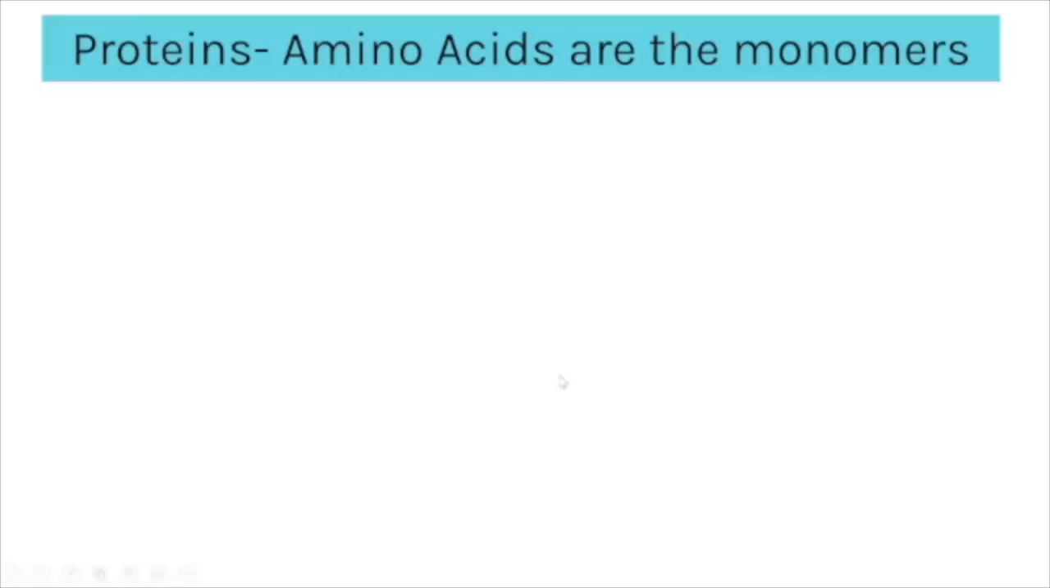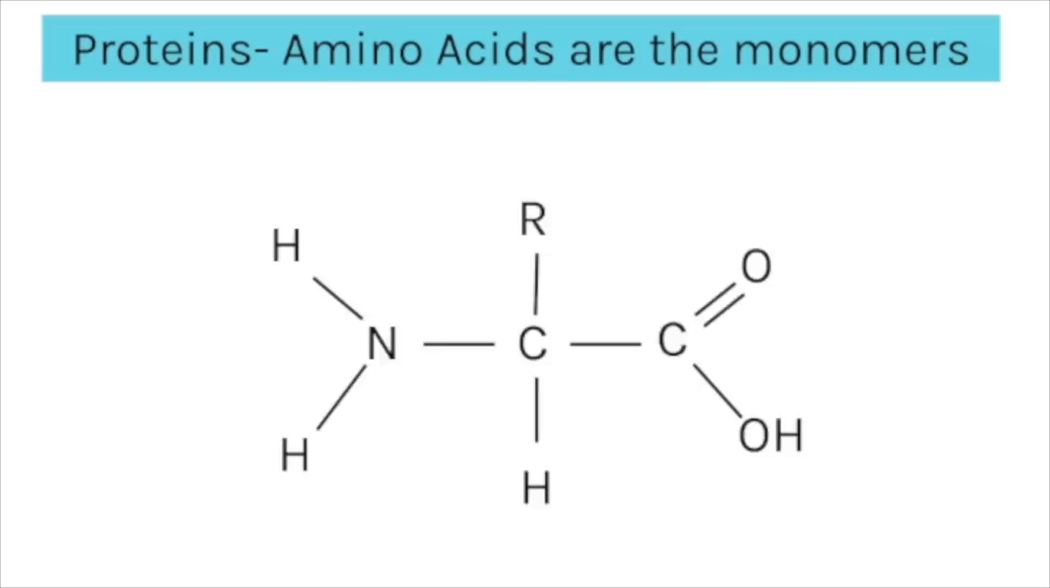Proteins then is our next biological molecule, and they are another example of polymers, and the amino acids are the monomers that they're made up from. You do need to know how to draw this general structure of an amino acid, so it is one of the things you could be assessed on in the exam.